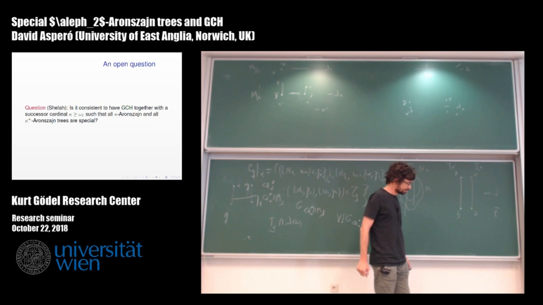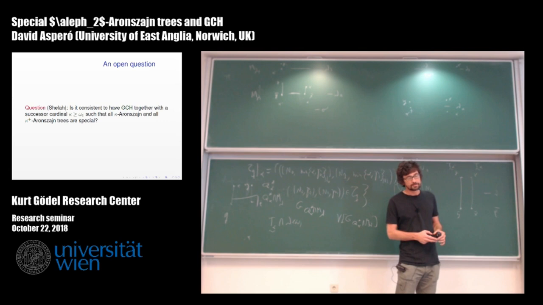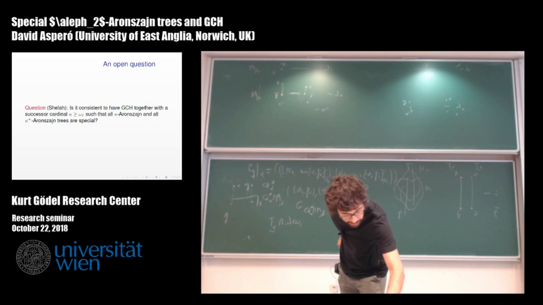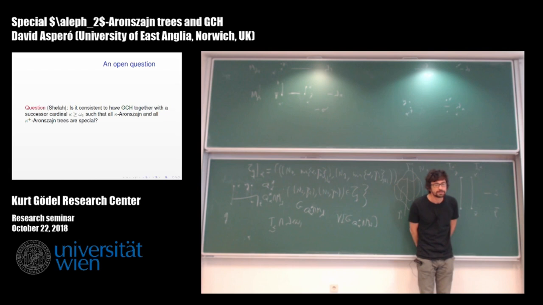Suppose you don't want to specialize all Aronszajn trees. You want to kill the Suslin trees, but you want there to still be a non-special Aronszajn tree, keeping GCH. Any thoughts on that? I've never thought about this, so, no, I don't know.